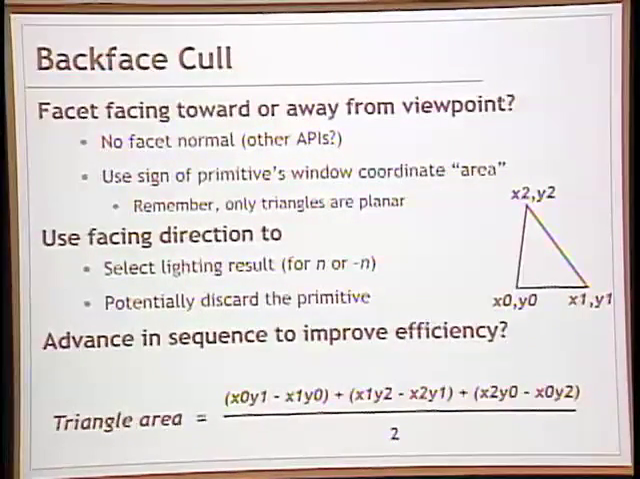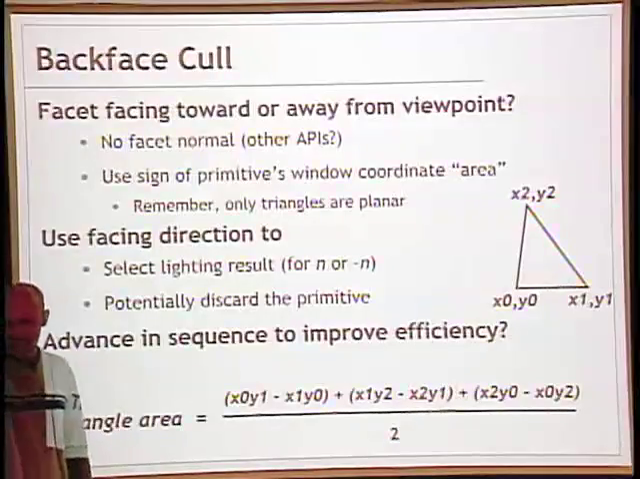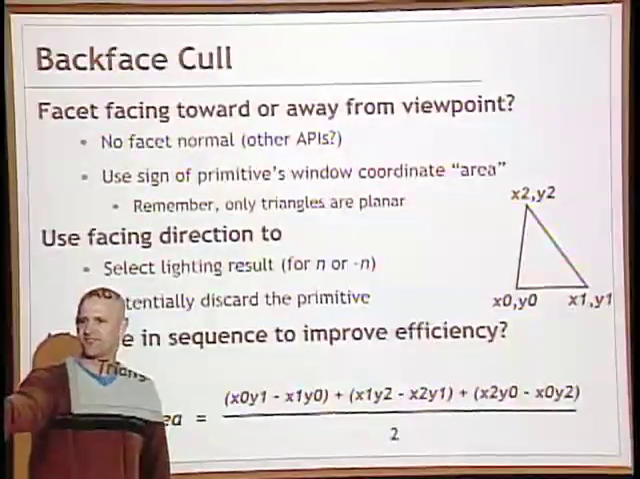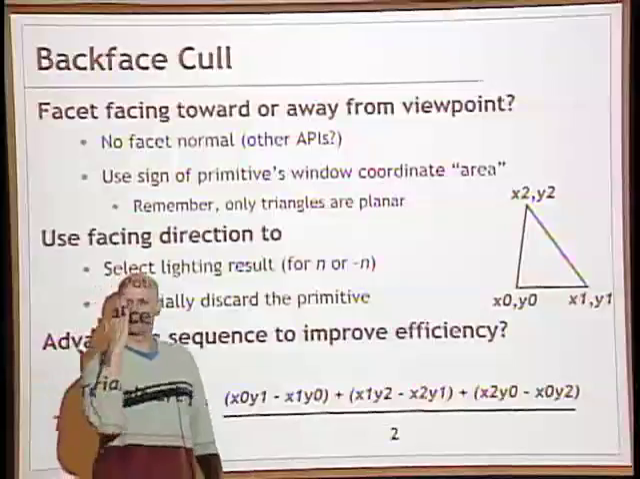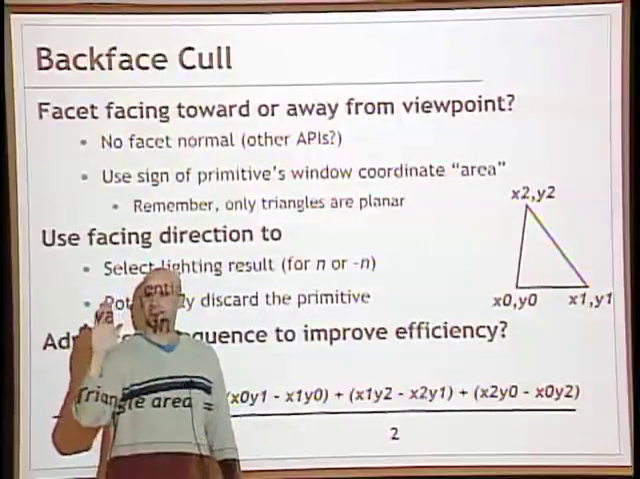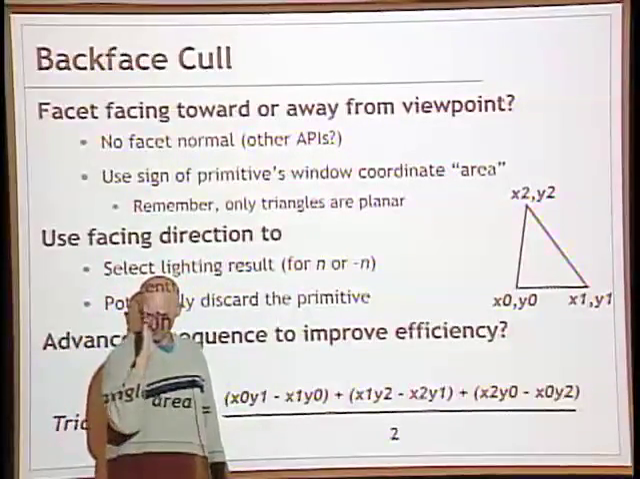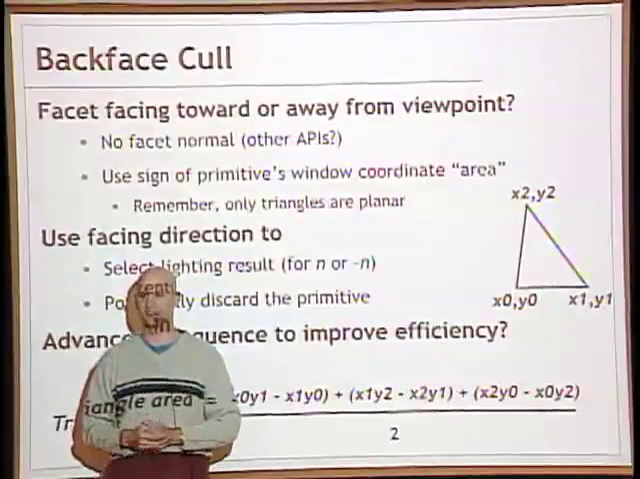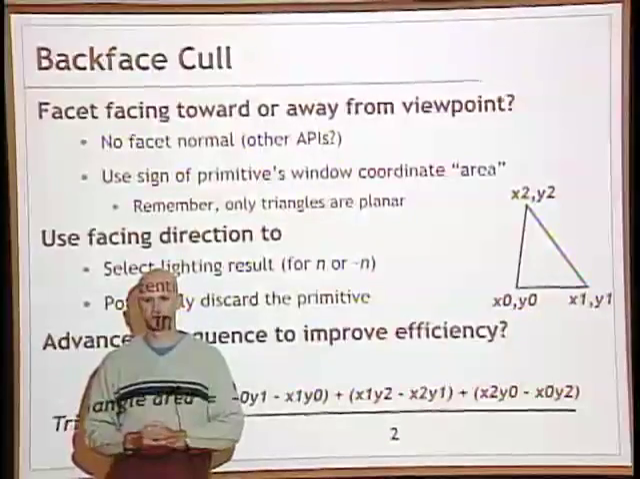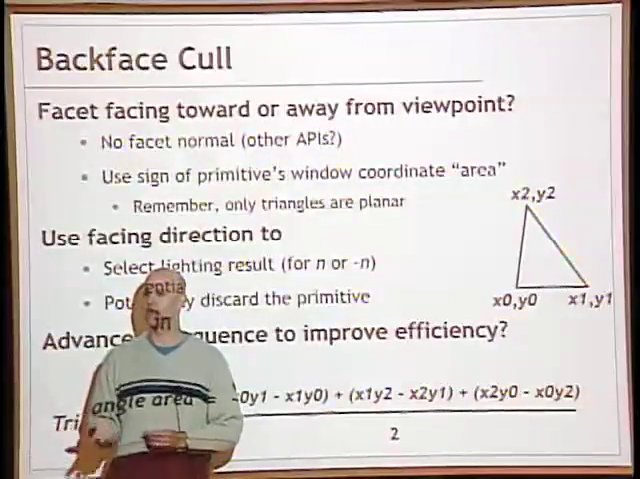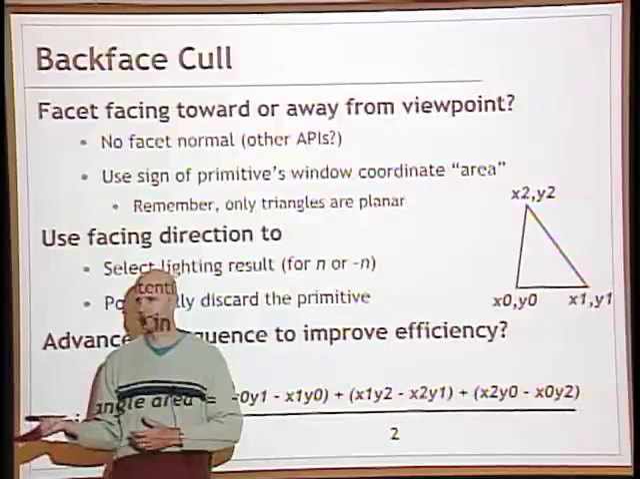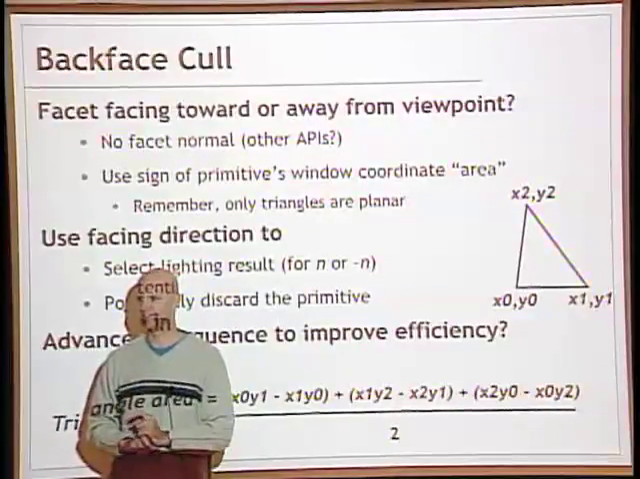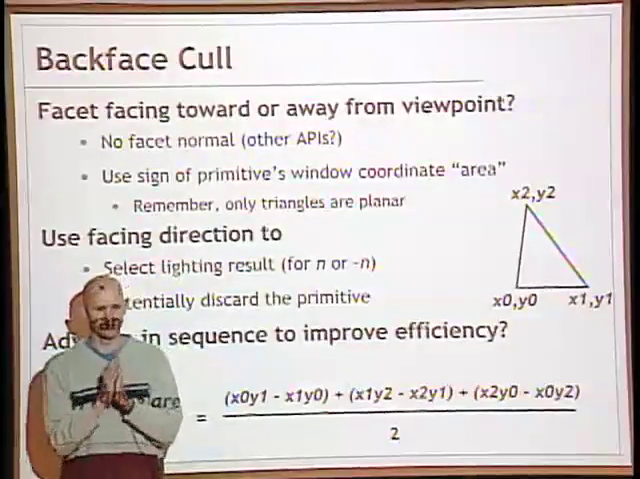What if it's 0? It's sideways. Positive faces toward the camera. Negative faces away from the camera. 0 is head on. So should you throw away 0? Well, you probably throw it away because it doesn't have any area. Drawing a line is probably the wrong thing to do, actually. You do want to throw that away.